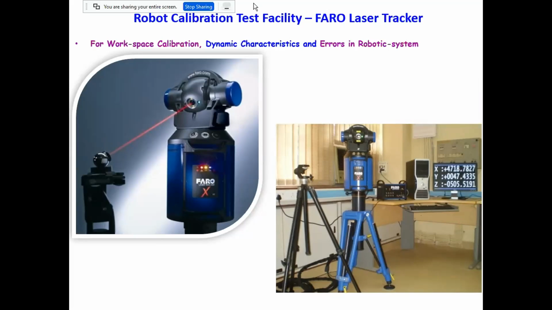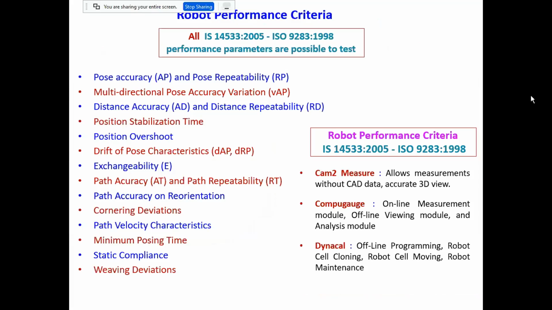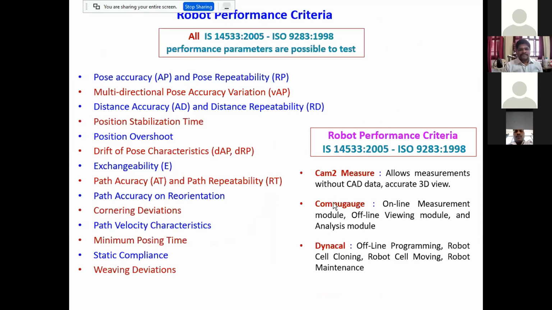We are using this for workspace calibration, dynamic characteristics, and estimation of errors in robotic systems. You see here, now I'm showing you this slide. These are all the ISO parameters as specified in IS 14583 and ISO 9283. So many parameters are there. All these parameters related to both industrial robots as well as mobile robots are calibrated and tested using various sophisticated software like CAM2 Measure, Compogage, and Dynacal. You can do both here.